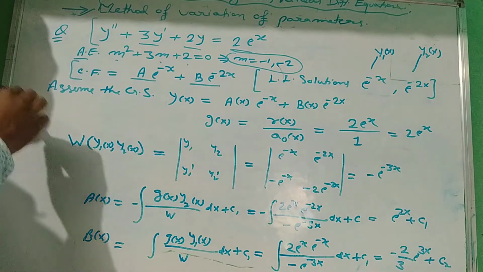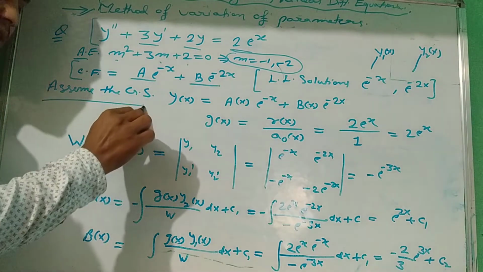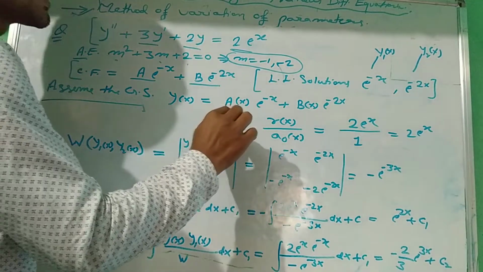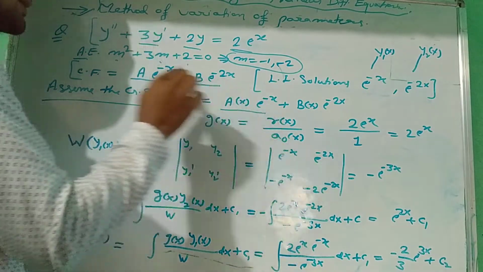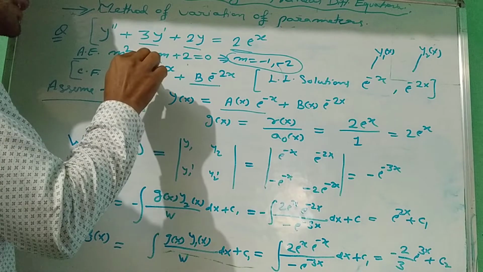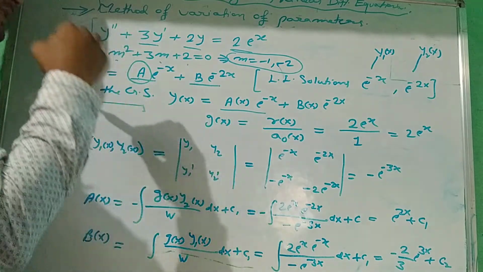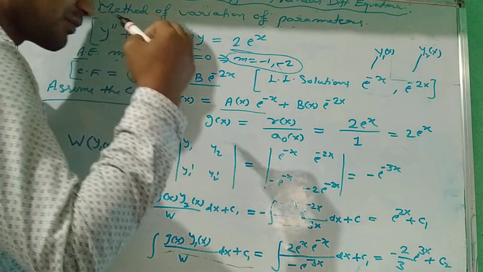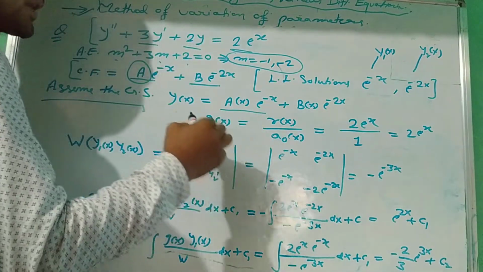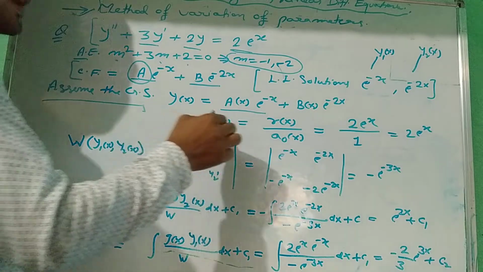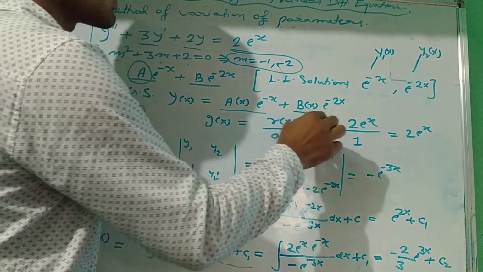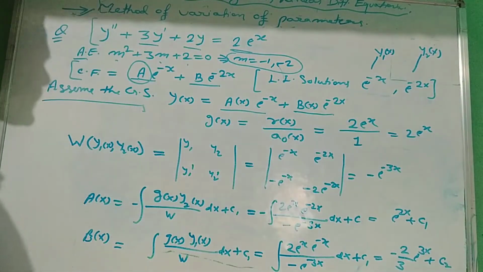And next we can assume the general solution of this differential equation, like this is a(x) e to the power minus x. At the place of a, this is the arbitrary constant. At the place of arbitrary constant, first we assume the function a(x), and the general solution is y(x) equal to a(x) e to the power minus x plus b(x) e to the power minus 2x.